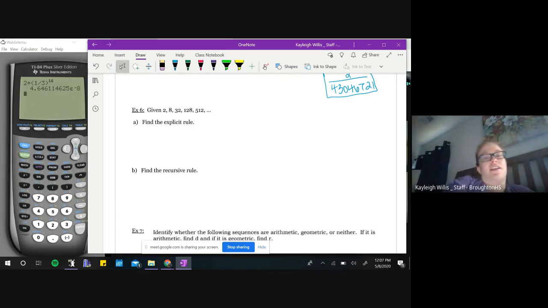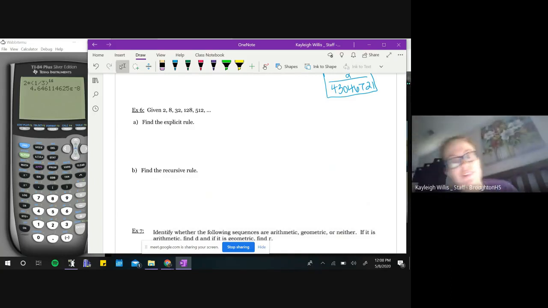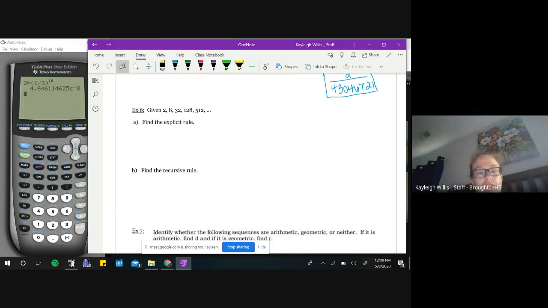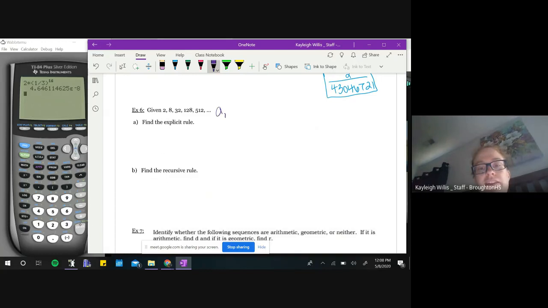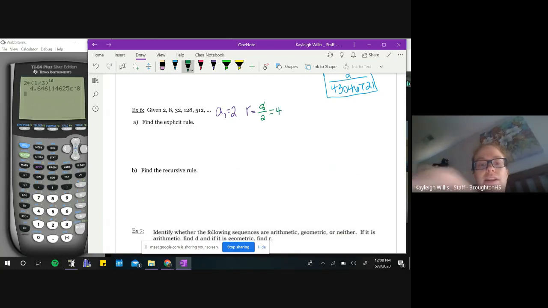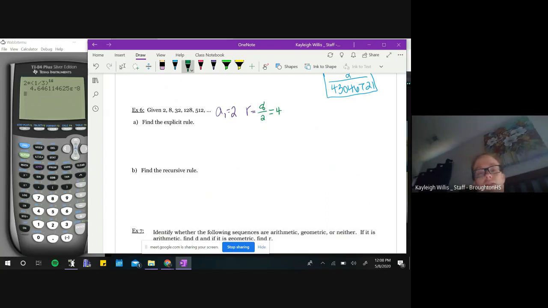All right, here we are. They want the explicit rule and the recursive rule. So explicit is what we were doing. So explicit is where we need to find a sub 1 and we need to find the common ratio. So a sub 1, the first term, is 2. To get my common ratio, I'm going to do 8 divided by 2, which equals 4. And again, just checking, does 8 times 4 equal 32? Yes. So it looks like it kind of works, at least for the first two.